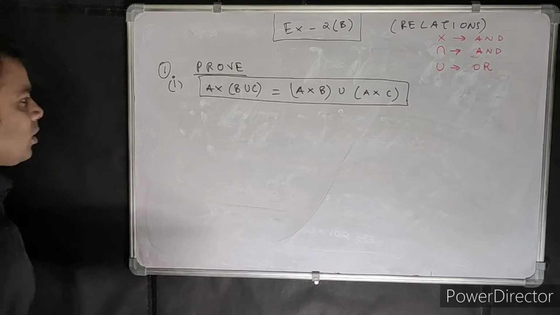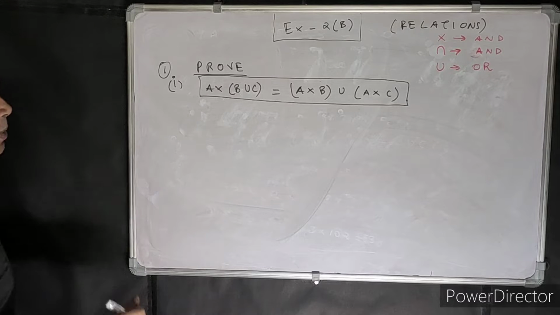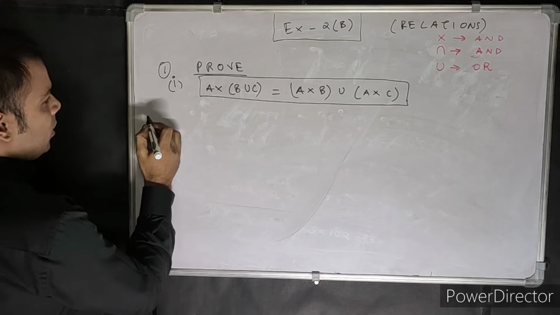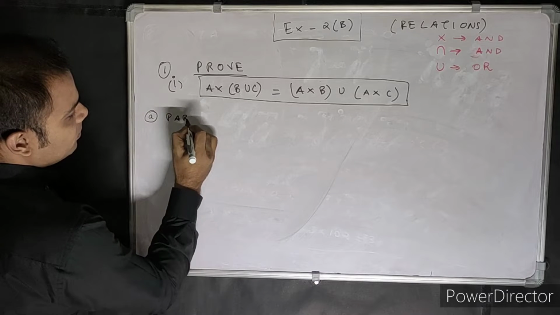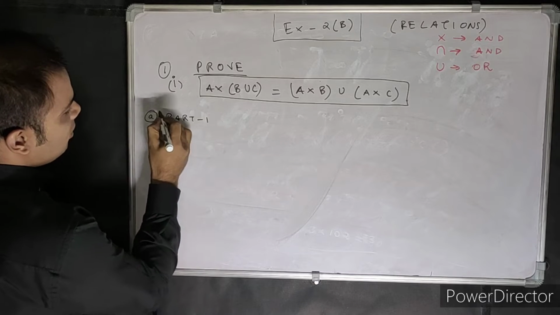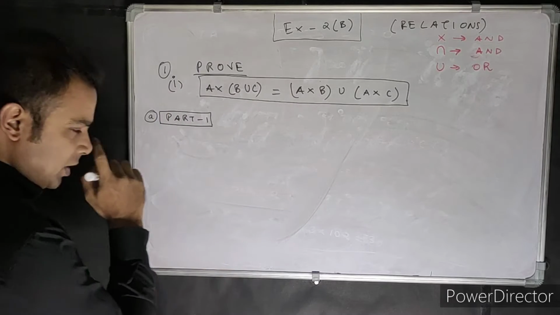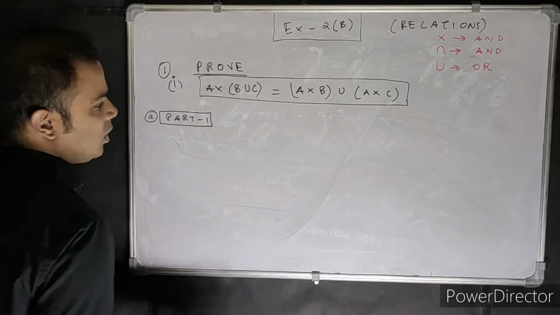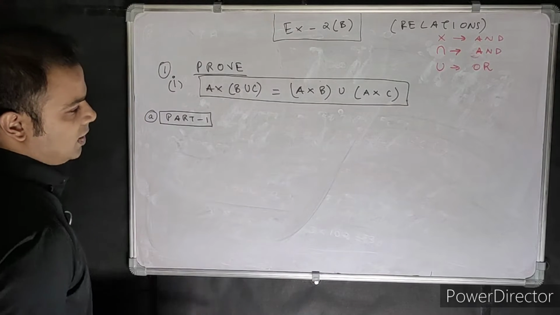So take out your notebooks, be ready. First watch it, understand, and then copy. Write part 1. This is the first part. We are going to prove LHS to RHS, that is, we are going to prove that the left side is a subset of the right side. That's what we are going to prove.